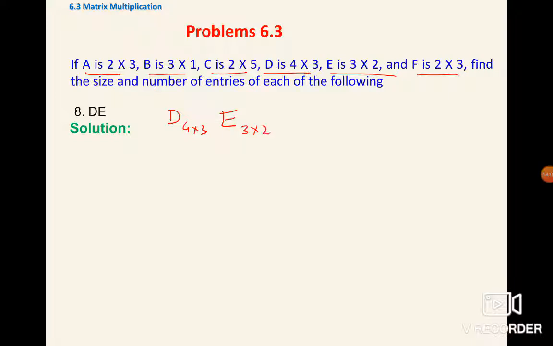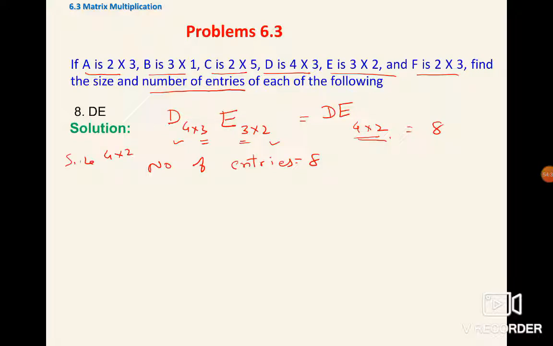3 by 2. So these numbers match, therefore we can multiply D and E, and the resulting matrix is of order 4 by 2. In the resulting matrix you have 4 rows and 2 columns. So there will be totally 4 into 2, 8 entries. Number of entries is equal to 8, and the size is 4 by 2. So that is the answer for this case. What's the next question?